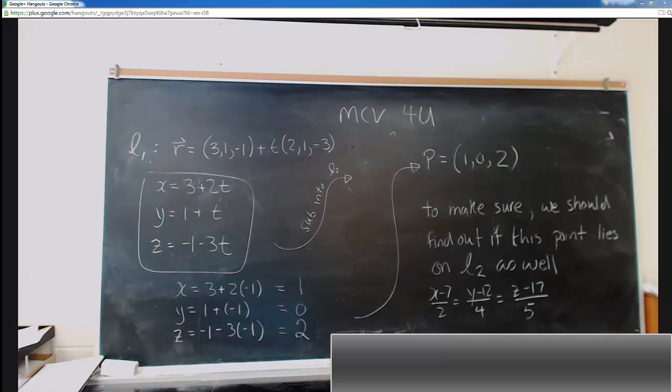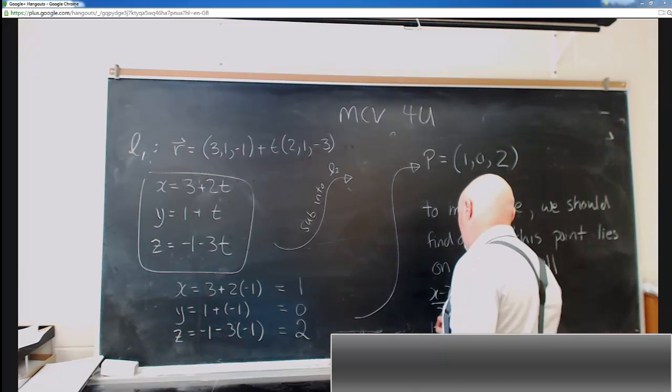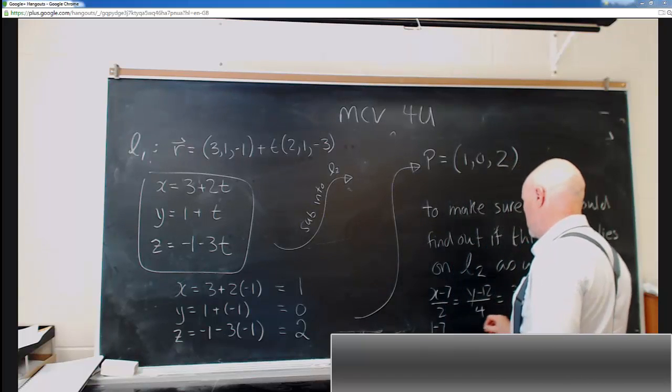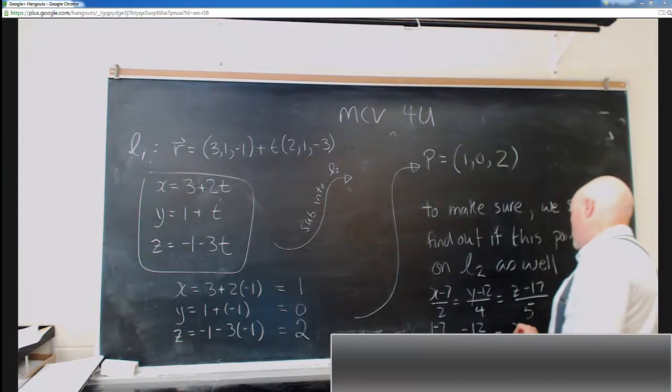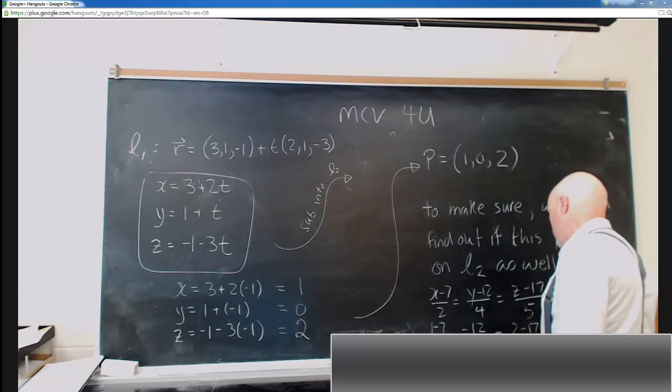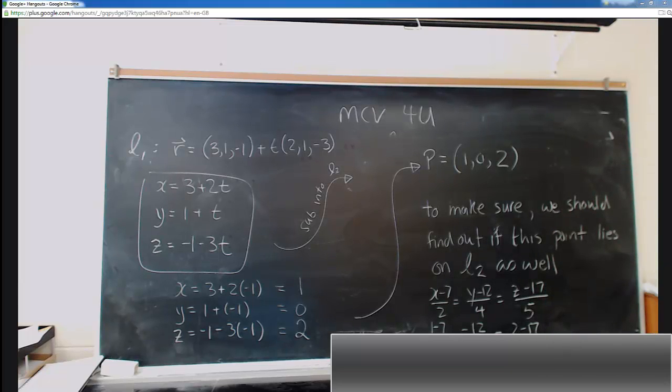Okay, so I would substitute my x in. 1 minus 7 over 2 should be equal to -12 over 4, which should be equal to 2 minus 17 over 5. And it looks like every one of those values is equal to -3. Hooray! So it actually works out. Since these are all equal, then that point does lie on both lines, and we've successfully found the intersection.